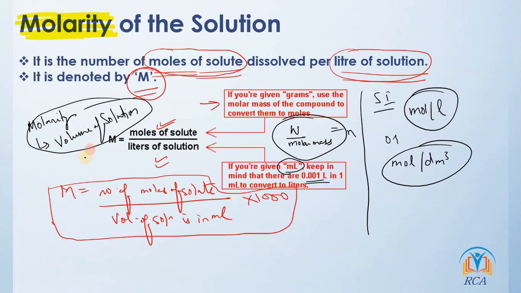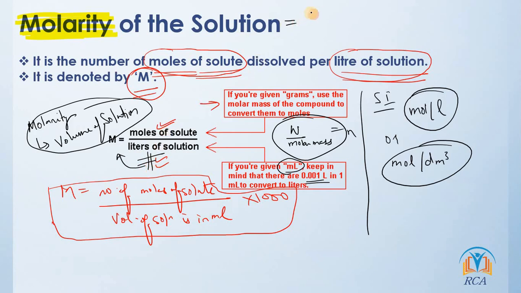Now, why am I pointing this particular point out? Volume of solution. We already know that if you increase or decrease the temperature of a solution, then the volume will change as well, because liquids can either expand or contract. So if you change the temperature, then the volume will change. But if the volume changes, then this denominator changes, and it will impact the molarity.